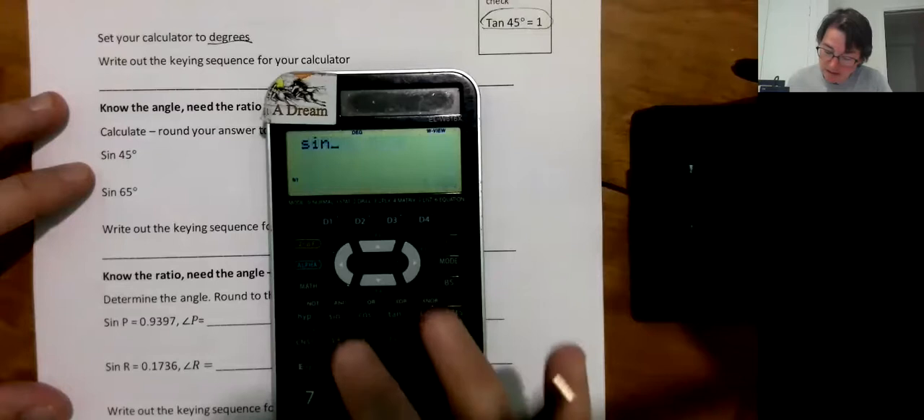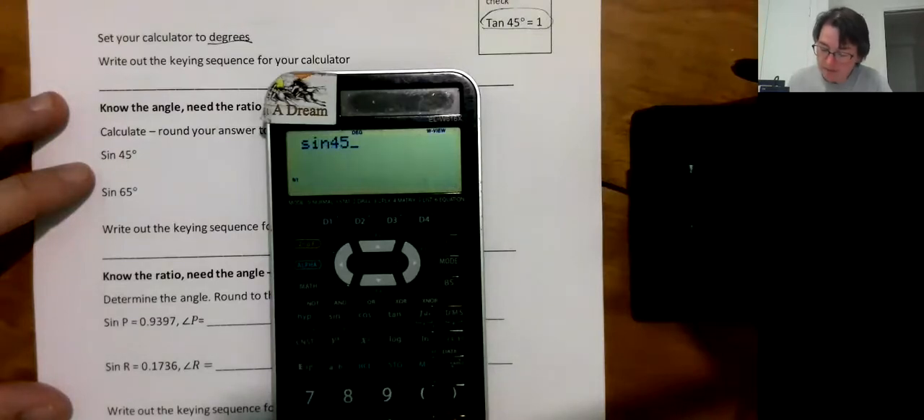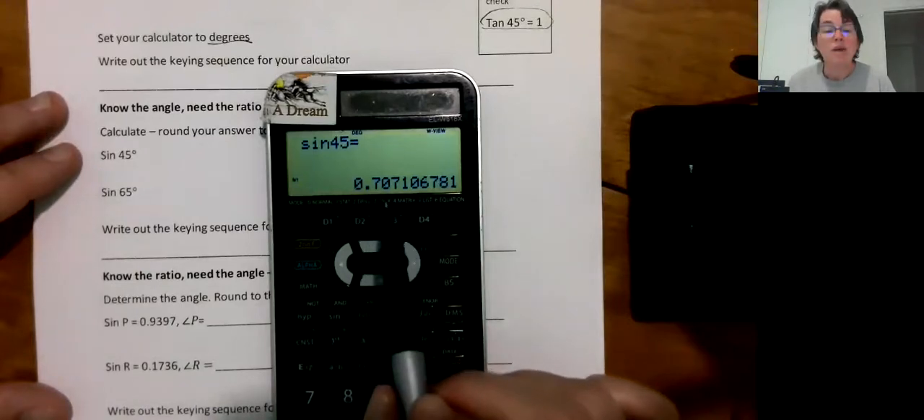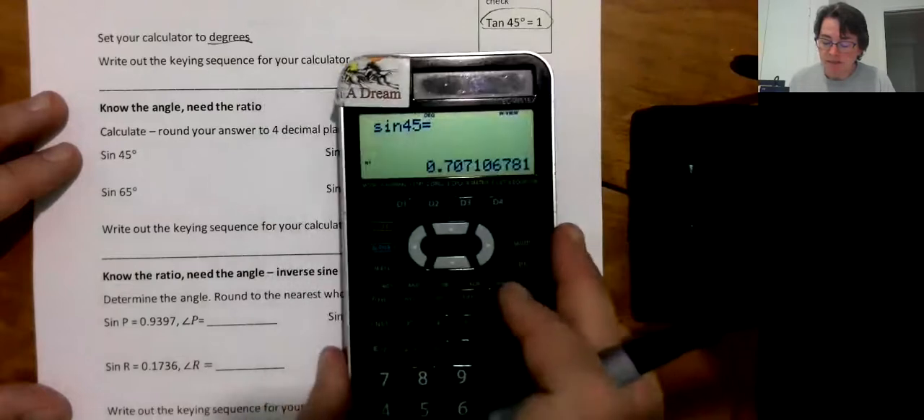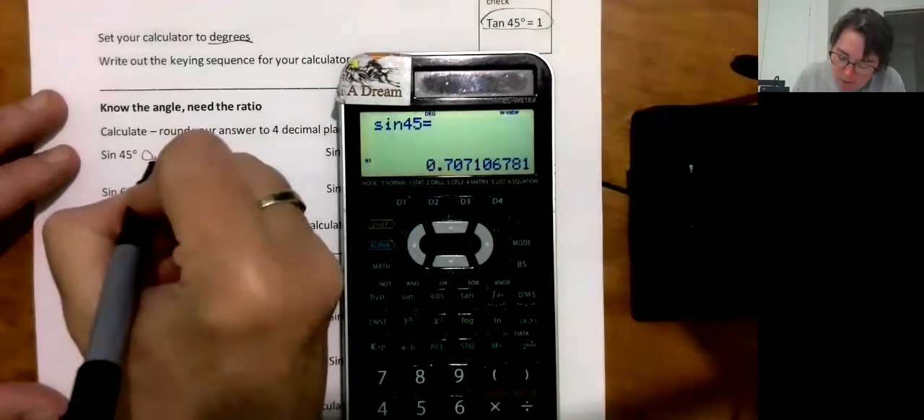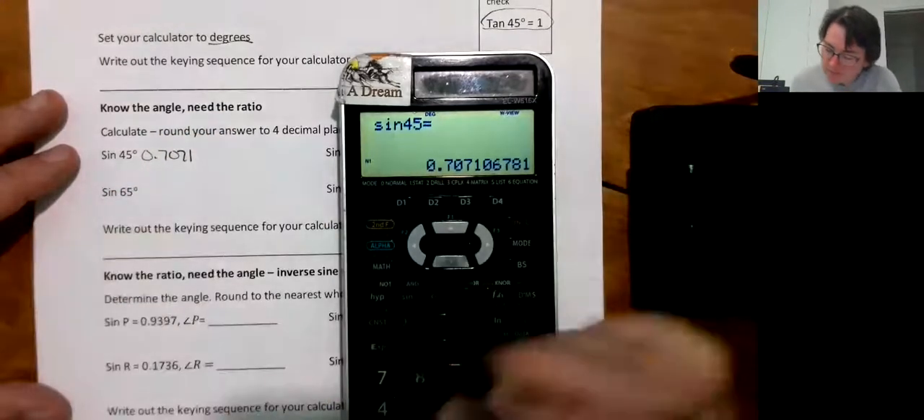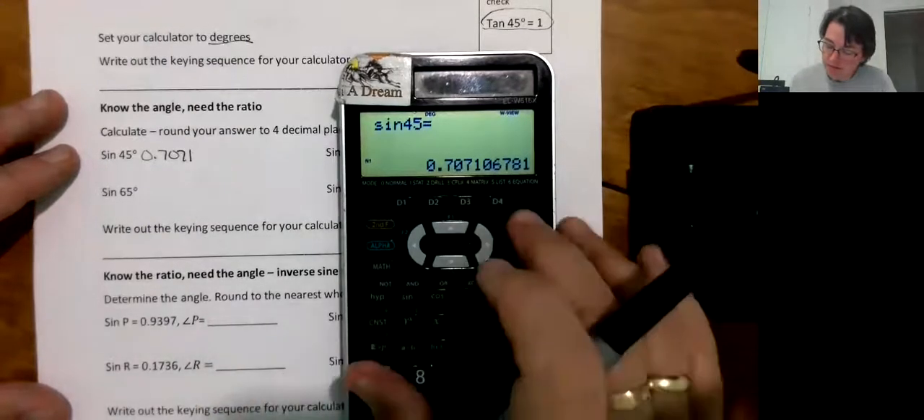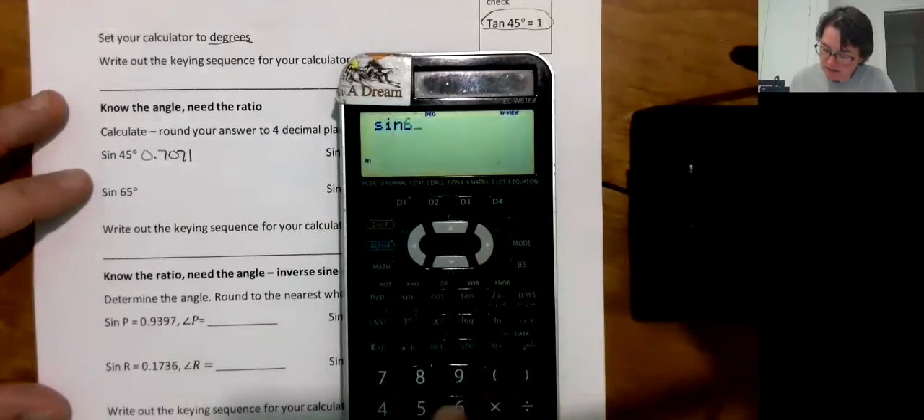On my calculator, sine goes in first, and then 45. Oh, there. I got that weird thing on my calculator where it tries to give me fractions before decimals. It says round your answer to 4 decimal places. I think that's just tradition. It's always been 4 decimal places. So 0.7071. That's it. Done. All right, now let's try sine 65.